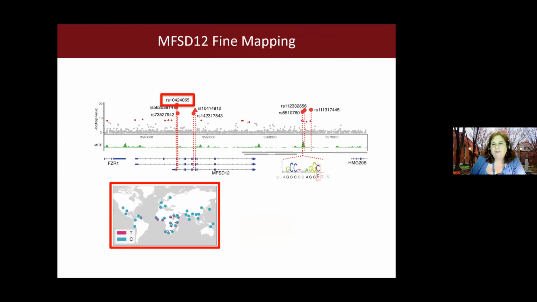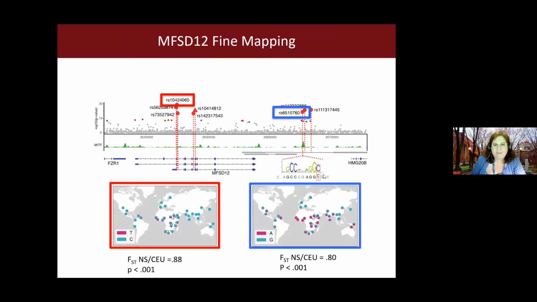So if we look at this region, we actually found two independent associations. One of them is markers that are in almost complete linkage disequilibrium. There is one non-synonymous variant, but they're also near CTCF binding sites, so we really don't know what they're doing. We don't know what the variants are that are impacting skin color. It could be influencing splicing, it could be regulatory in nature.